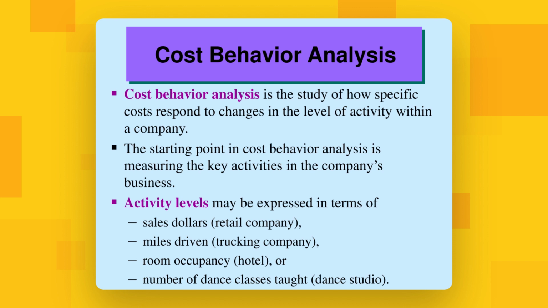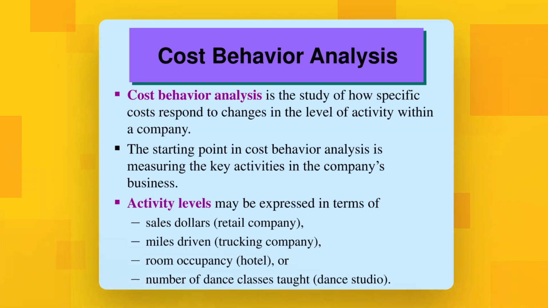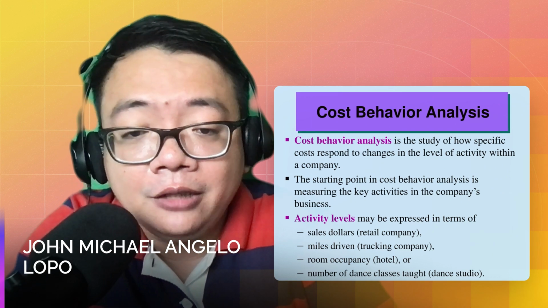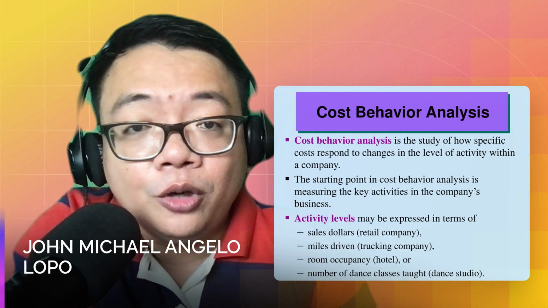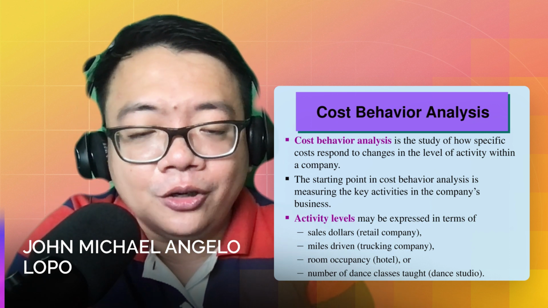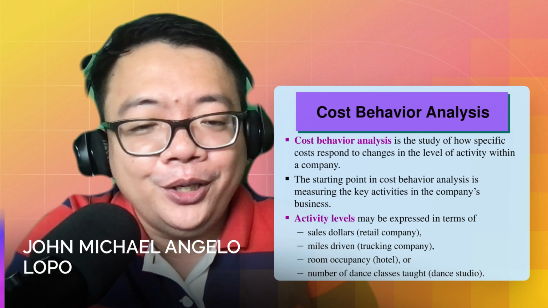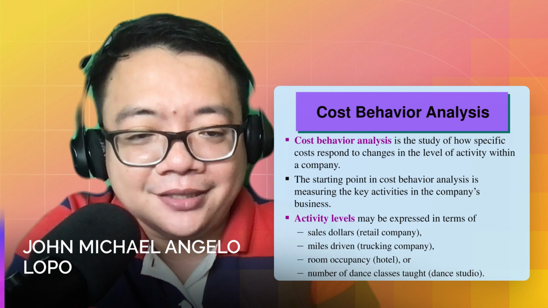Alright. And number 2 is all about miles driven. Alright. So what do you mean by miles driven? It would be able to track, especially in terms of how many kilometers or miles you have driven. Okay? In terms of a hotel, of course, it would depend on the room occupancy. Alright. Room occupancy for a hotel. And the last one is a dance studio, the number of enrollees in your dance class.